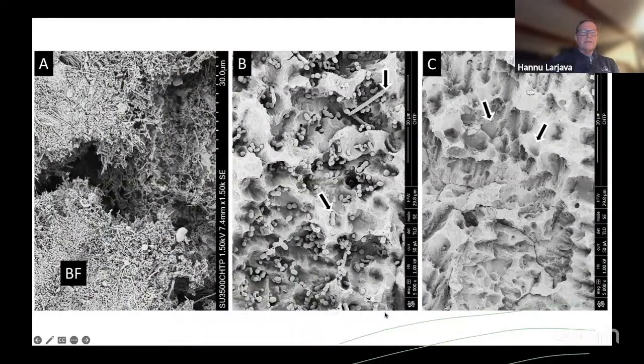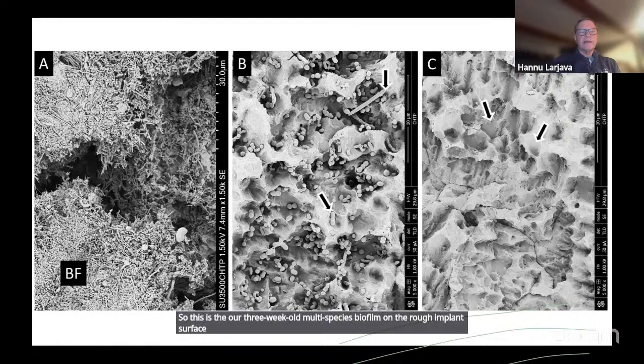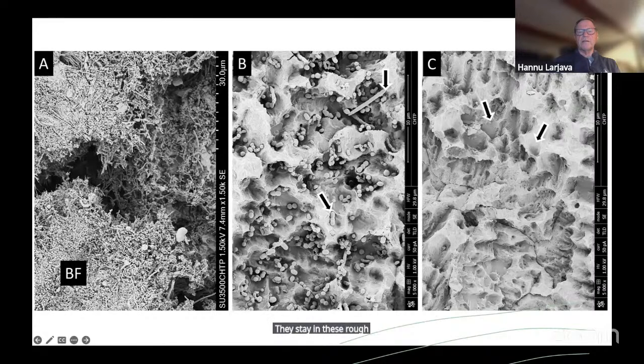So this is our 3-week-old multi-species biofilm on the rough implant surface. These are the SLA surfaces that Straumann is using. After rinsing, most of this biofilm gets off, but many of the bacteria, mainly some filaments and coccoid bacteria, probably the first colonizers, stay in these rough pits and lagoons.